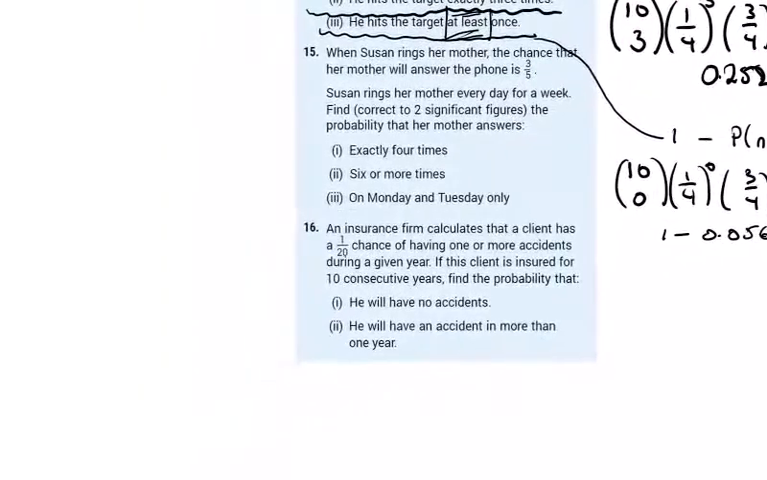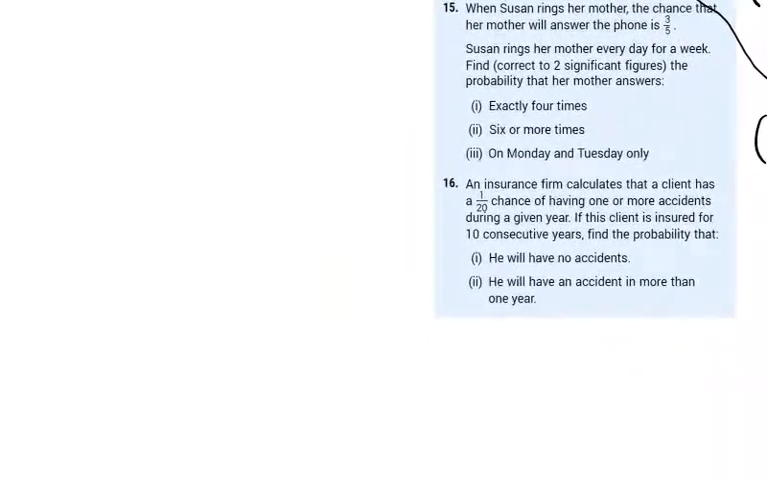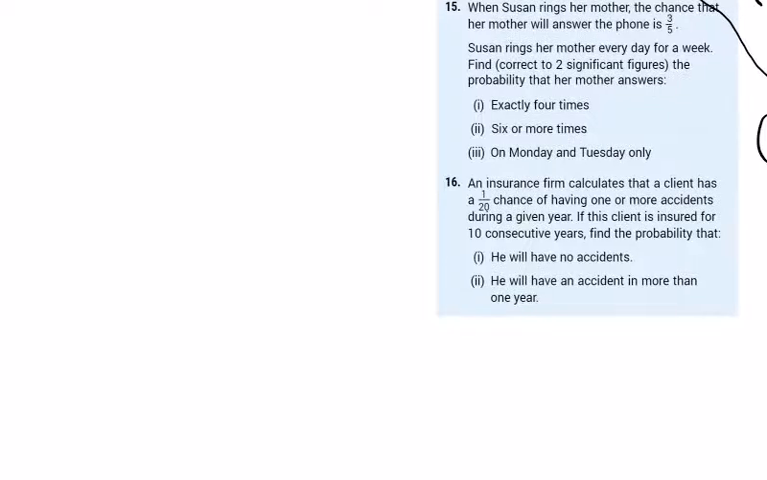So we look at question 15. Susan rings her mother. The chance that her mother will answer the phone is 3/5. So we call the probability of success 0.6. So the probability of failure in this Bernoulli trial is 0.4. Susan rings her mother every day for a week, so we've 7 to choose from, 2 significant figures.